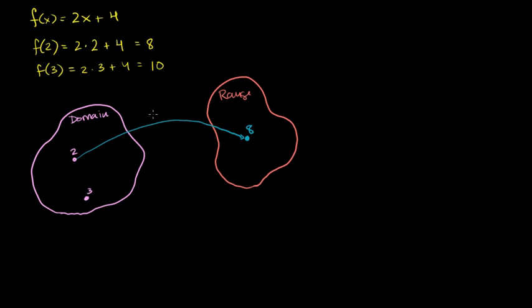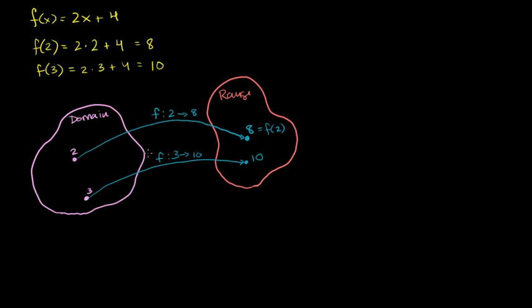And it's being done by the function. The function is doing that mapping. That function is mapping us from 2 to 8. This right here is equal to f of 2. Same idea. You start with 3. 3 is being mapped by the function to 10. It's creating an association. The function is mapping us from 3 to 10.